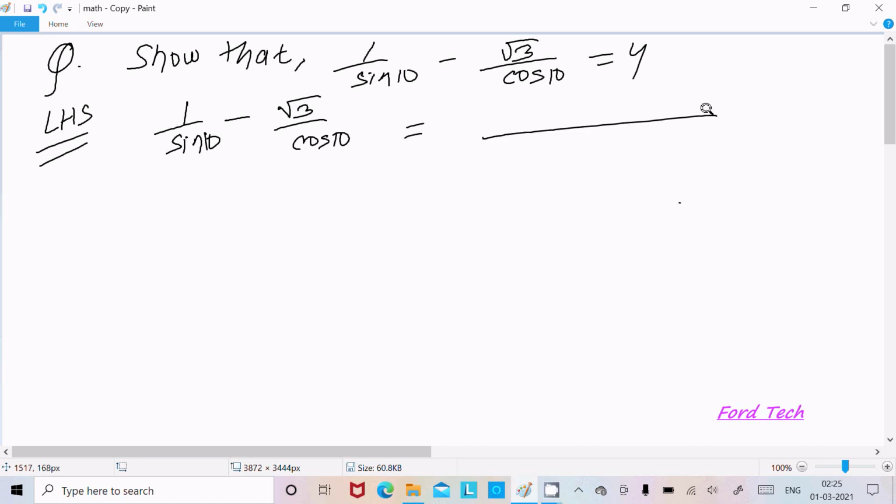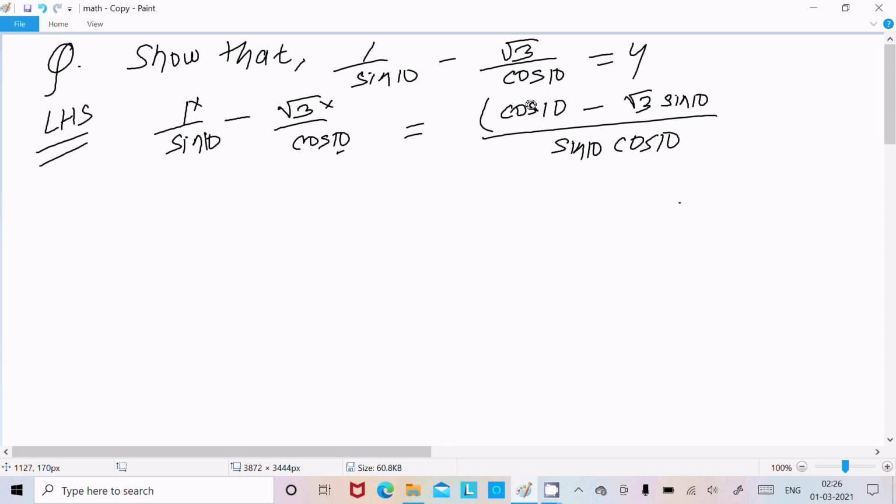So here the LCM comes sin 10 into cos 10. This whole term is divided by sin 10 cos 10. Then cos 10 multiplied with 1, so here that comes cos 10. This whole term is divided by sin 10 cos 10. Then sin 10 multiplied with root 3, so here root 3 sin 10 will come.